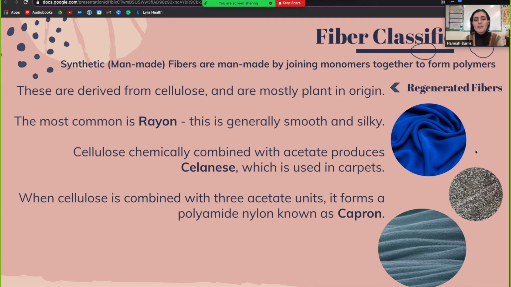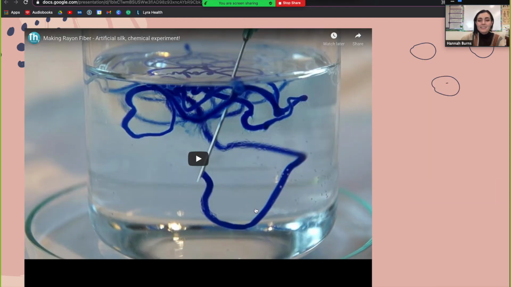So the most common is rayon. This is generally smooth and silky. Cellulose chemically combined with acetate will produce Celanese, which is commonly used in carpets. And when cellulose is combined with 3 acetate units, it forms a polyamide nylon, which is known as Capron. So I have pictures of these 3 different forms of fabrics here. I'm sure you've touched this before. This tends to be used in athletic wear more often, and then rayon, like I said, is pretty common. It's very smooth and silky.